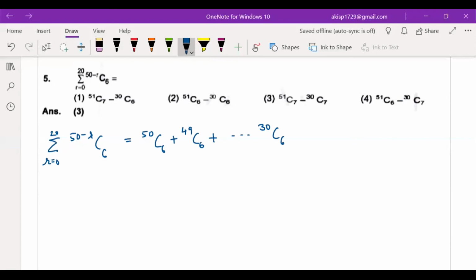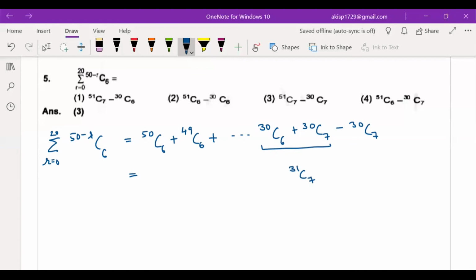Now what we will do is, this is 30C6. The base here is always 6. So what I will do is I will add to this 30C7 and subtract 30C7. Doing this, what happens is I can club these two together. It's like 30C6 and 30C7, which I know is nothing but 31C7. So this is just going to give me 31C7.